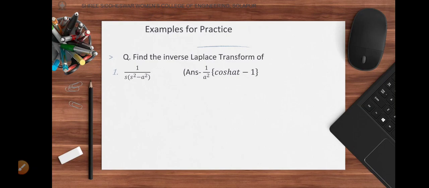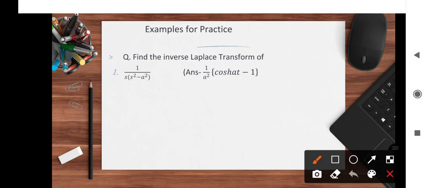1 upon s into s square minus a square. This is a very simple one. You can split this function as f1 bar of s as 1 upon s square minus a square and f2 bar of s as 1 upon s. Since 1 upon s is simple, its inverse is 1. Very simple. You can also change the sequence so as to get f1 bar of s as 1 upon s and f2 bar of s as 1 upon s square minus a square. And you can verify your answer with this given answer.